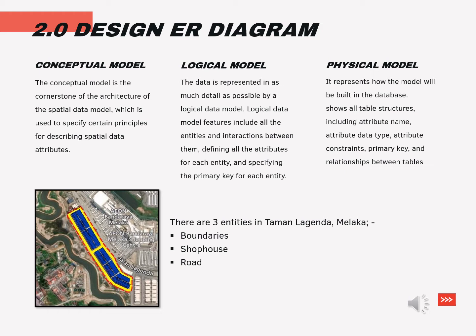Third is the physical model. It represents how the model will be built in the database. It shows all the table structure, including the attribute name, attribute data type, attribute constraint, primary key, and relation between tables. There are three entities in Taman Legenda Melaka, which are boundary, shophouse, and road.